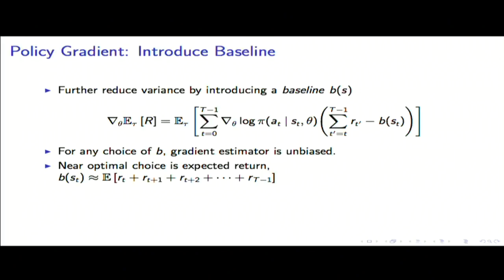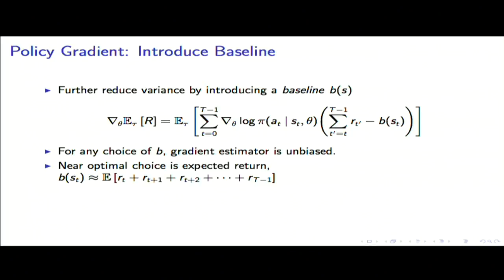And why is this going to have lower variance than when we don't use the baseline? Well, you can go through the whole calculation of what the variance is, and you find that the optimal baseline is not this. It's something a little more complicated.